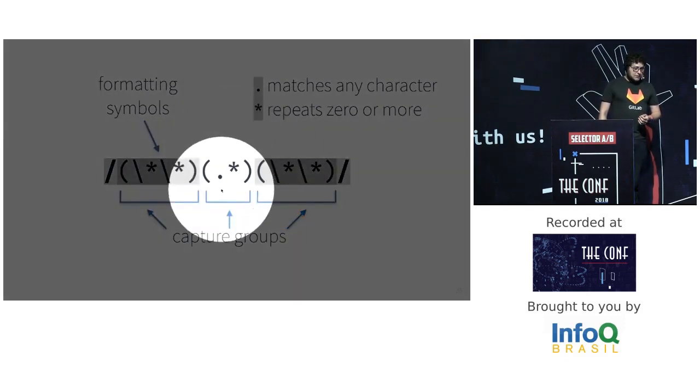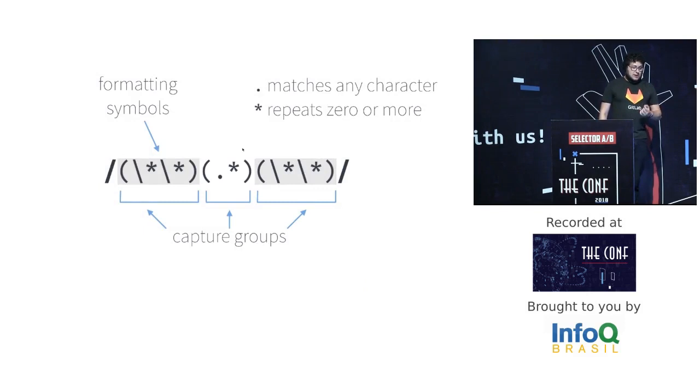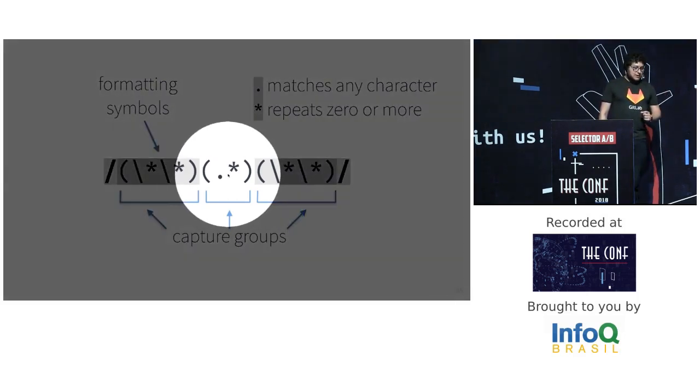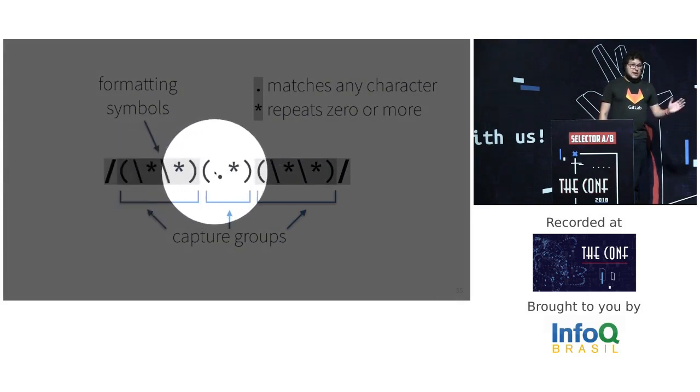We have in the middle two special matchers. The first one is the dot matcher that matches any type of character. And the asterisk following it means that you should repeat that matcher 0 or more times. So what it's doing here is that after it finds the first pattern, it accepts any kind of character until the end.